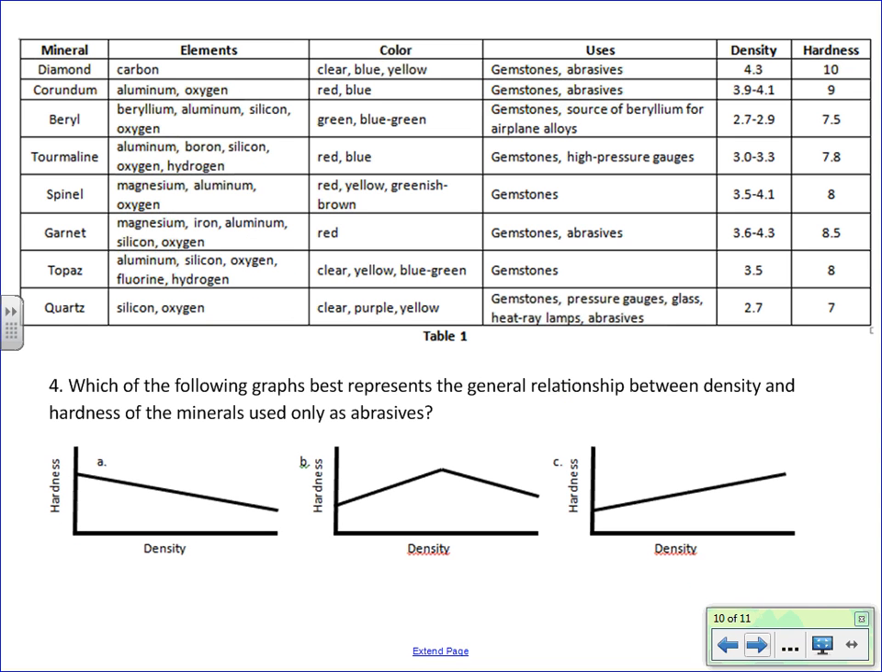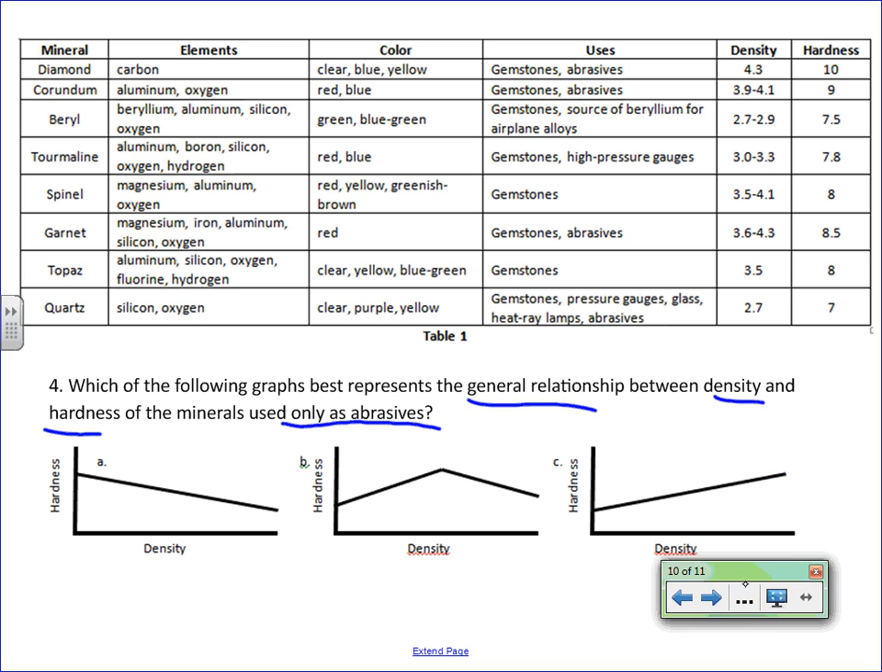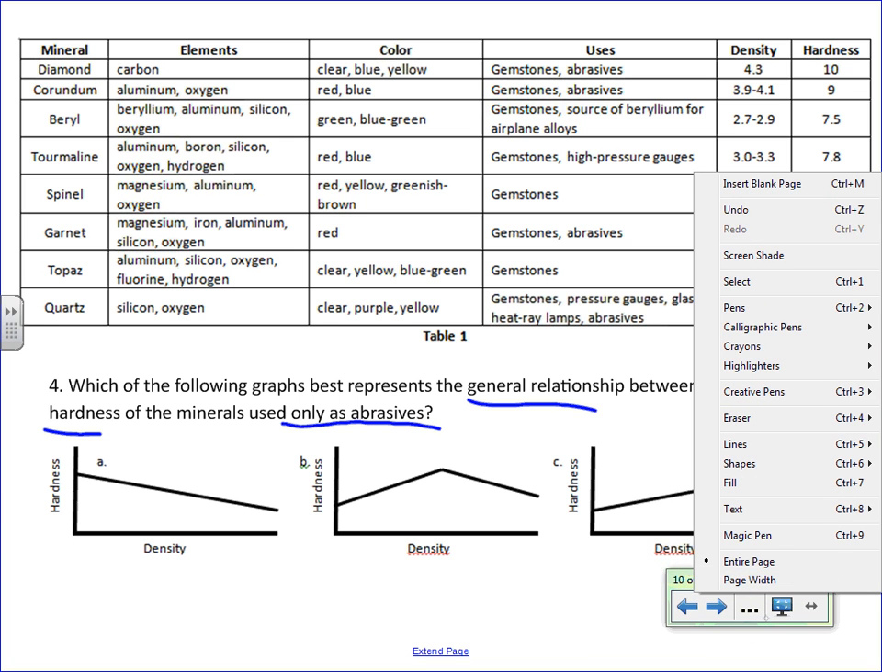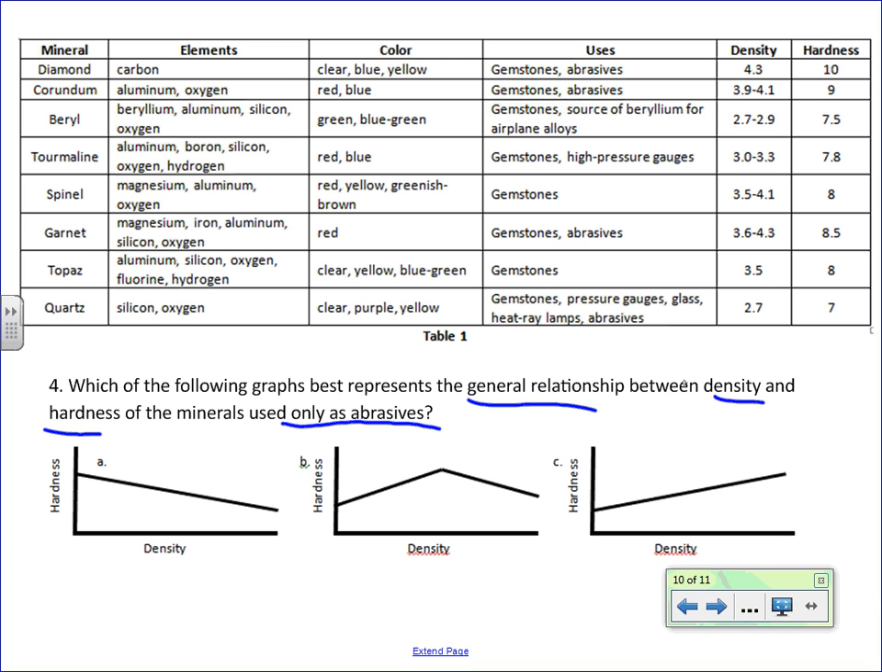Last but not least, which of the following graphs best represents the general relationship between density and hardness? Now this is the tricky part of the minerals used only as abrasives. So in this part, we get to ignore a whole bunch of our graph. We are going to only concern ourselves with the things that are used as abrasives.